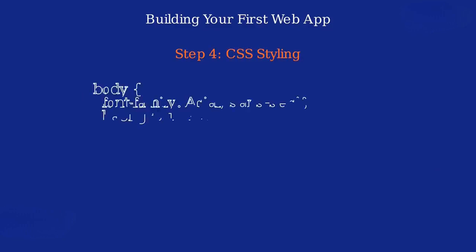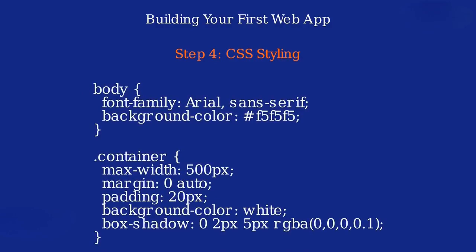In your CSS file, add styles to make your app look appealing and responsive. Style your container, headings, input fields, buttons, and task items with appropriate colors and spacing.